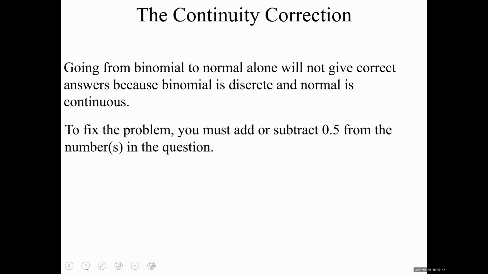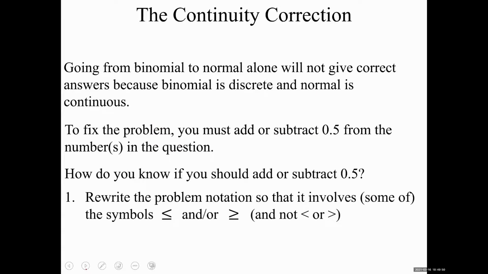Okay, so here's what we're going to do. In every problem in this section, you're going to first write down the notation. Make sure you get it right, because you need to know, is it a less than, is it greater than, is it a less than or equal to, is it a greater than or equal to, which of those symbols is it? You have to make sure you get it right.